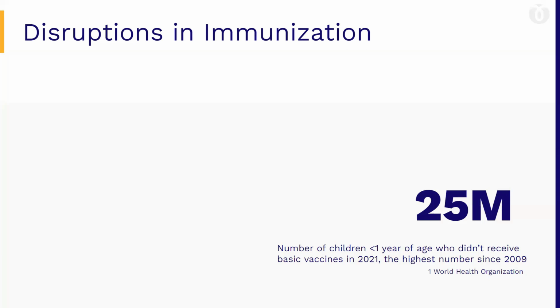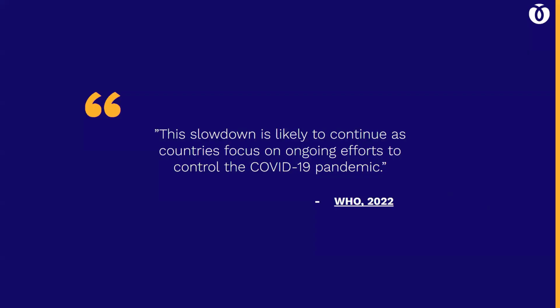Even after the introduction of COVID-19 vaccines and a slow return to normalcy, immunizations are lagging behind. In 2021, 25 million children less than 1 year of age did not receive their basic vaccines. This is the highest number since 2009. Unfortunately, we don't expect this trend to change anytime soon. The World Health Organization has warned that the slowdown is likely to continue as countries respond to COVID-19.